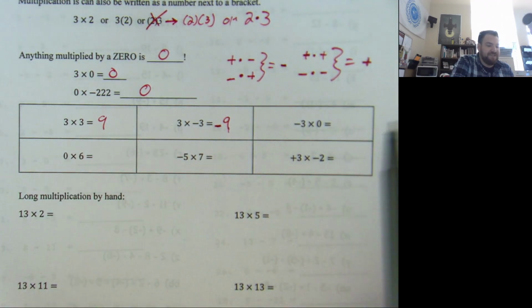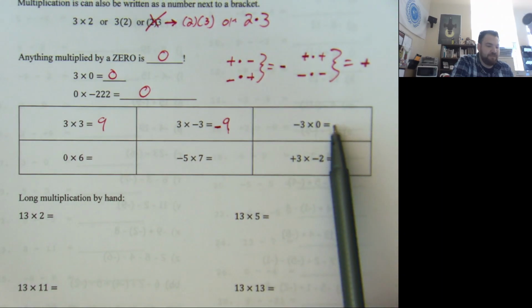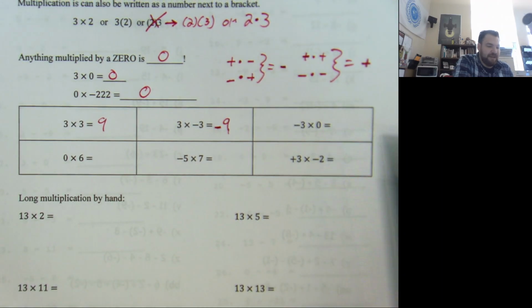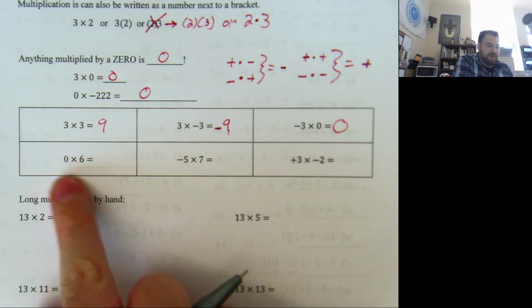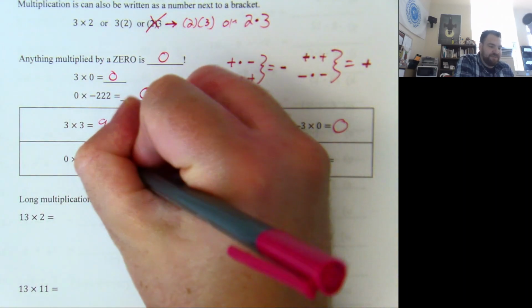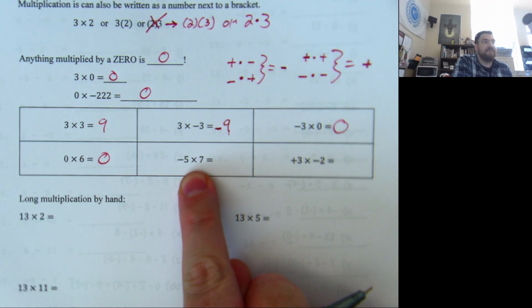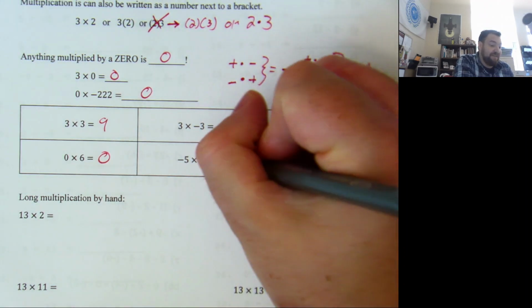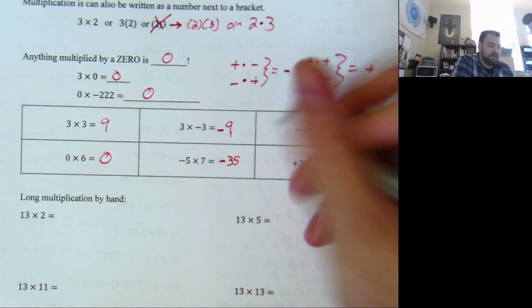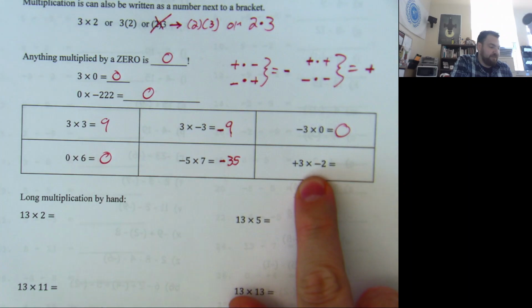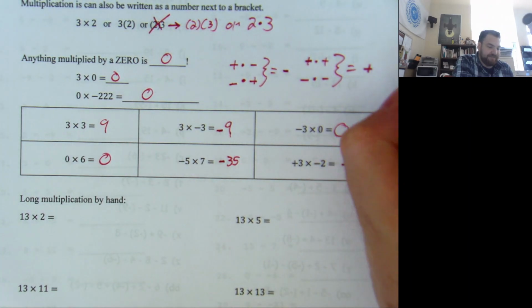So crank out the rest of these. Someone just shout them out. What's this one? Thank you. What's this one? Because anything times 0 is 0. What's this guy? Someone said negative 35. Cool. And then this guy here is going to be negative 6. Love it.